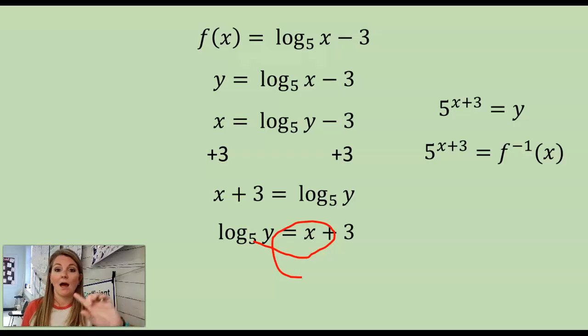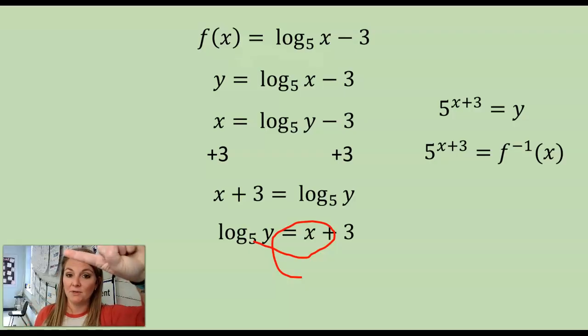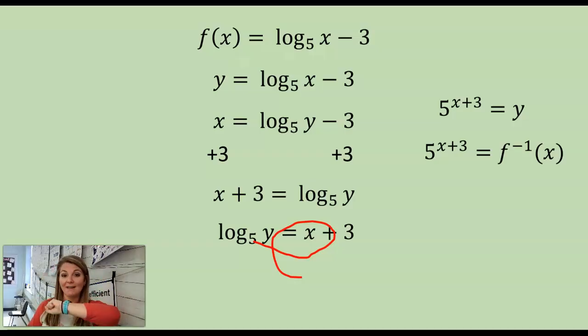So again, I have a minus 3 in my original, a plus 3 in the inverse, makes sense. A minus 3k makes sense that it would be a plus 3h. All of that is flipping. That's what an inverse does. It does the opposite operations. Bases are going to stay bases though.